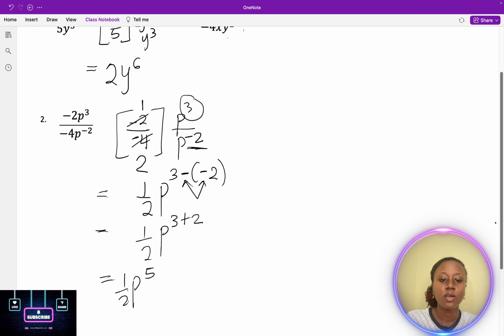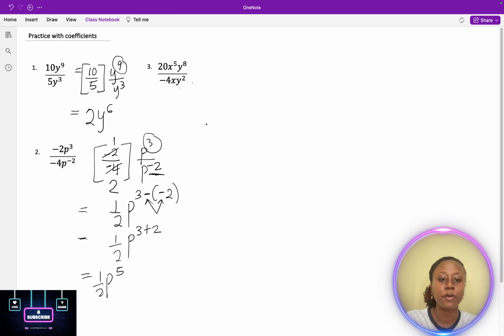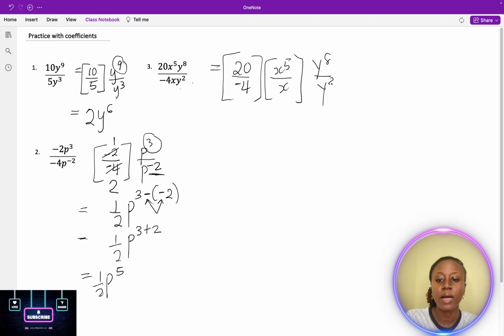And lastly, we want to go ahead again and separate our coefficients. So we have 20 being divided by negative 4. We're going to put the x's together. We have x to the 5th power being divided by x. And then we have y to the 8th power being divided by y squared. So I've separated all categories just to make it clean and clear.